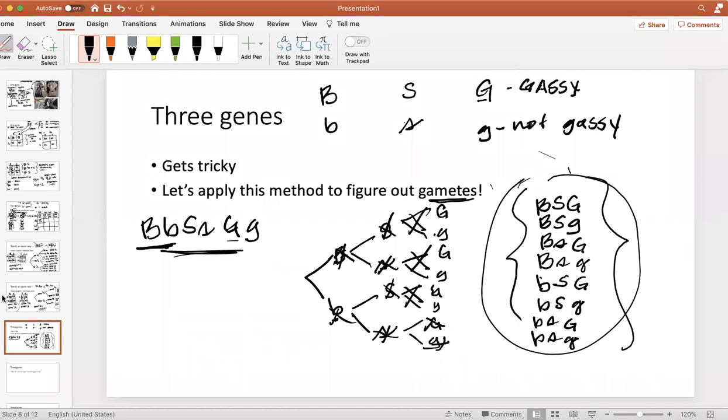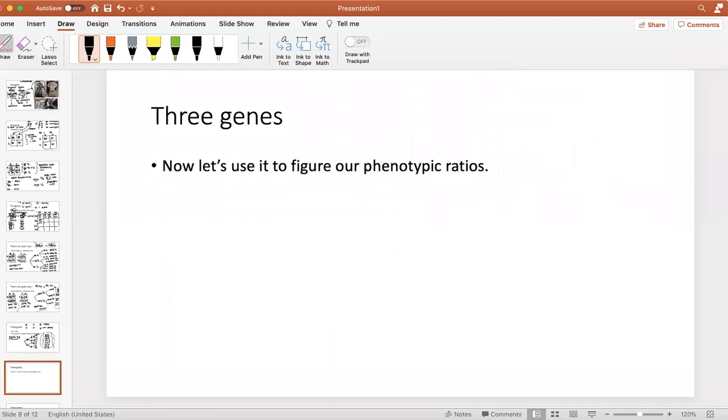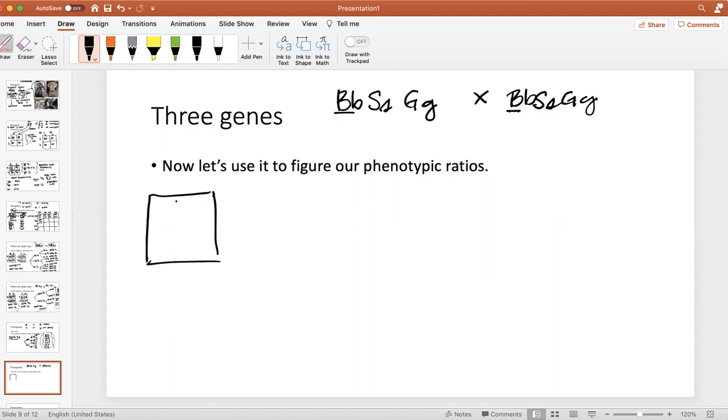Now, what if we wanted to do a branch diagram and figure out our phenotypic ratios? Let's just say that we have a mom that looks like this and a dad that looks like this, okay? This looks like a crazy problem, but it's not. It's easy to break down. So first, let's tackle each of these individually as an individual Punnett square.